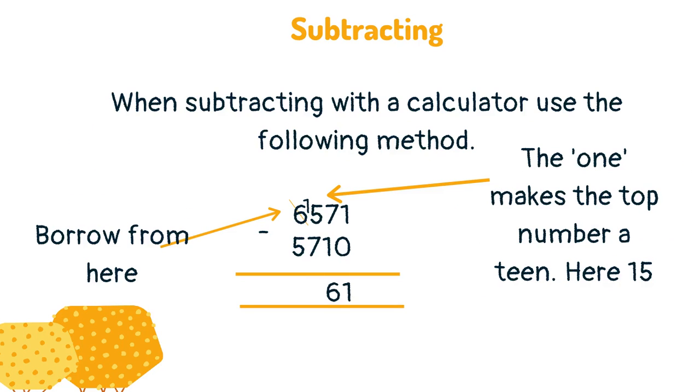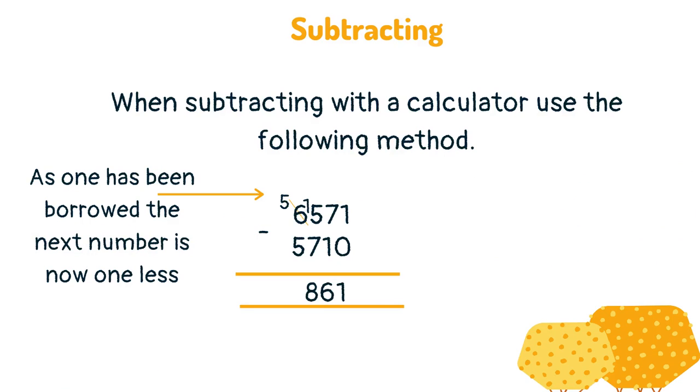The 1 makes the top number a teen, here 15. As 1 has been borrowed, the next number is now 1 less. Now complete the subtraction using the new numbers.